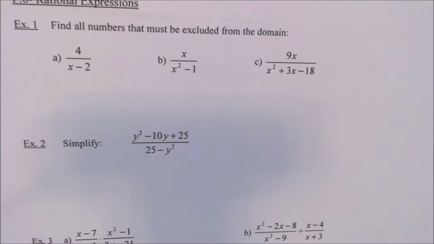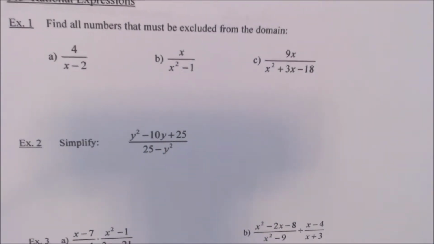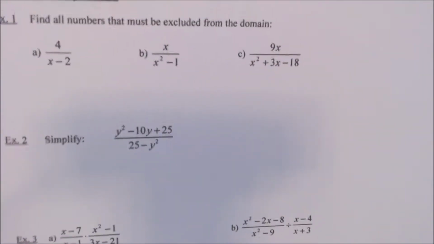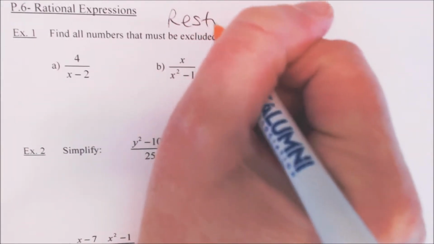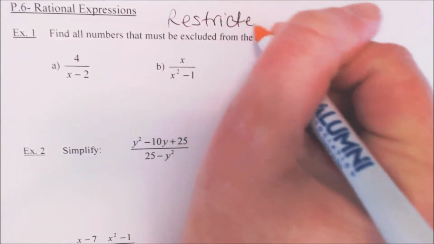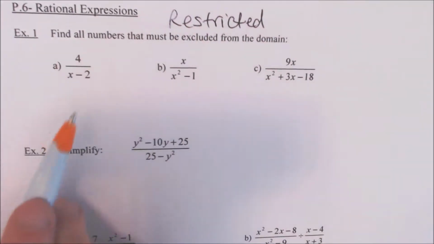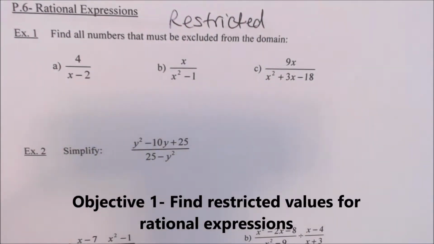numbers are excluded from the domain. And this idea of looking at numbers that are excluded from the domain, or what we might call restricted values, that's another term you'll hear us say, is basically just looking at where the denominator would equal 0, because remember, you can never divide by 0.